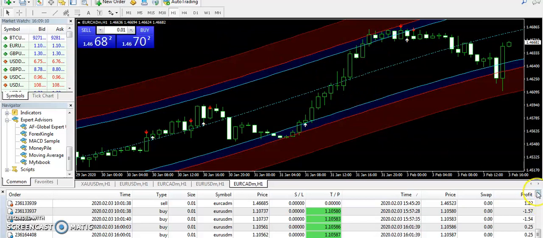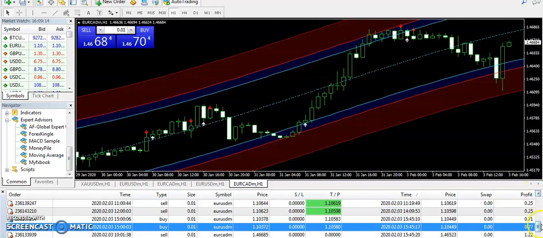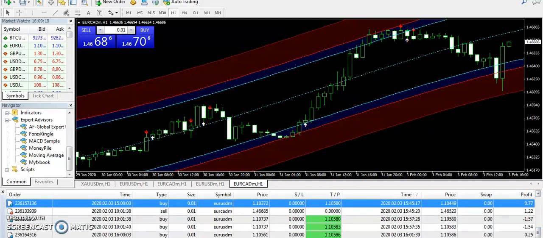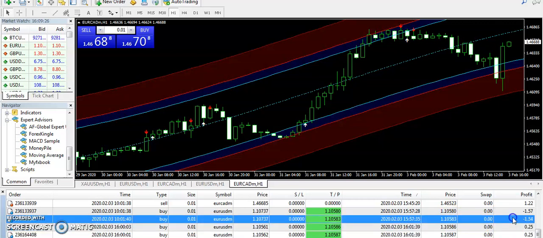Okay guys, previously I was working on a higher lot size, but I have reduced the lot size today just for your guidance, so that you people can understand how to use this EA effectively.